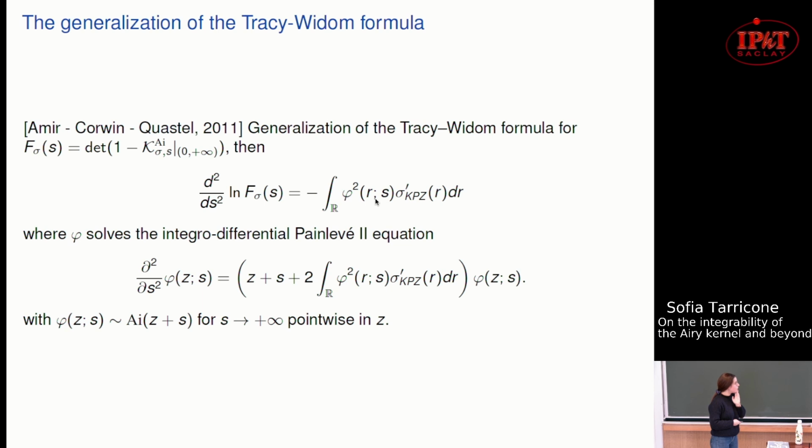Now, of course, it's not exactly the same thing as before, because you have to take an integral over the real line of this phi squared, multiplied by the derivative of your sigma function, the specific sigma function that appeared in their work. But the point is that this phi is a solution of what is now called the integro-differential Painlevé equation, which is this equation here. So you still have a second derivative of phi that should be equal to a linear term given by phi times (z plus f), plus a nonlinear term that is now integro-differential, because you have to integrate phi squared over sigma prime and then multiply by phi. And you have a specific boundary behavior again.